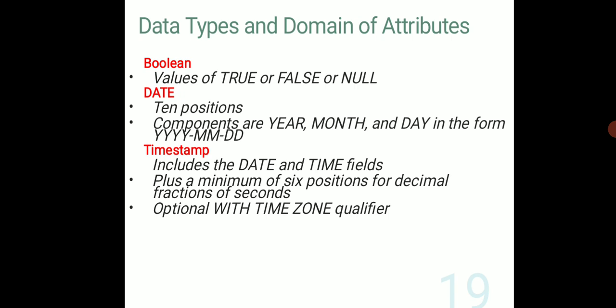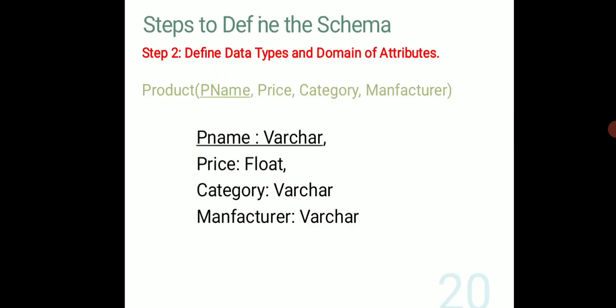Boolean, date and timestamp. Boolean means it will be 0 or 1, where 0 means false and 1 means true. Date means it will be in year, month, day format. Timestamp means it will display the date and time fields. It has some conditions, and based on that it will display the date and time.